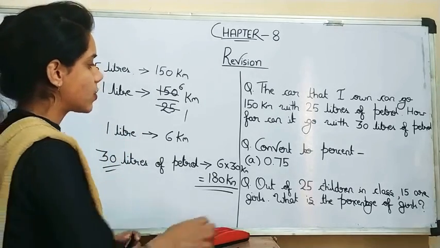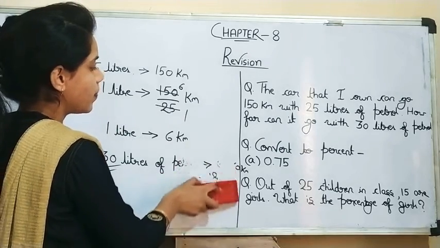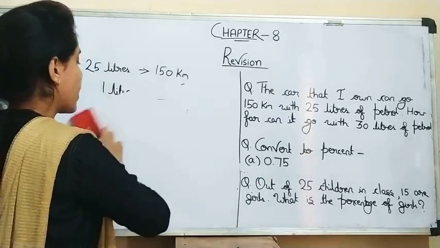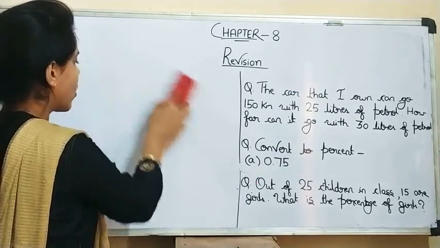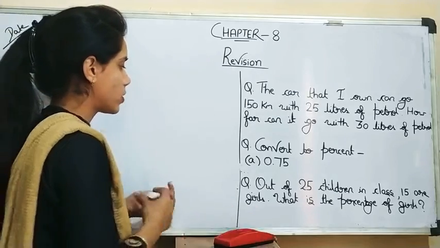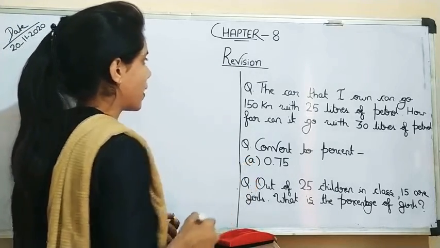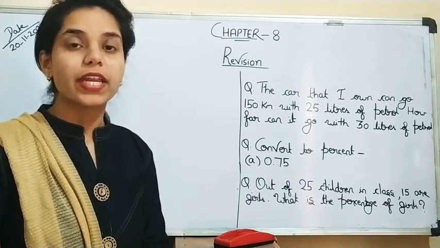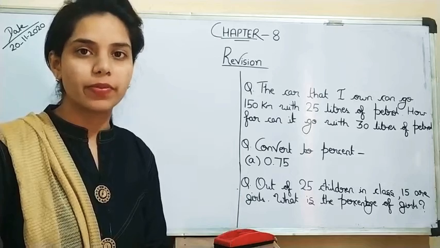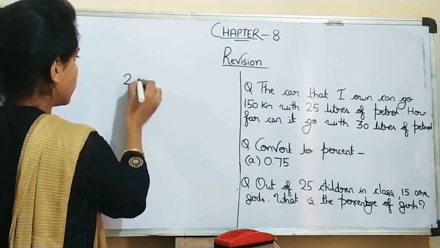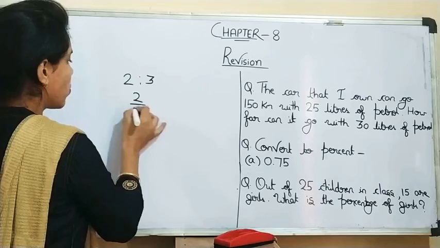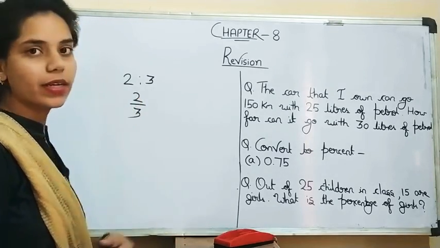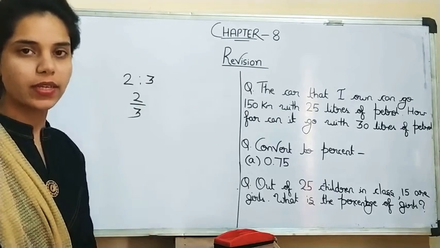Now let's move to the concept of percent. Before that, we will study ratio. I already explained ratio in my previous videos, where I started this chapter. Ratio means to write in the form of numerator and denominator. If I write 2 ratio 3, this means 2 by 3. And if I multiply any number in the numerator, it must be multiplied in the denominator as well.